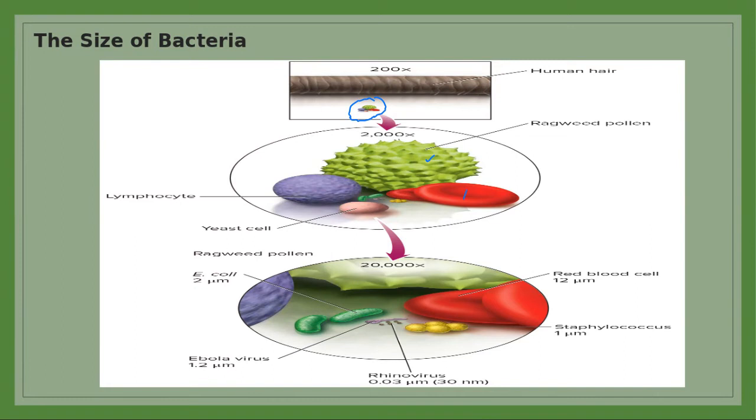This is a red blood cell over here. It's also a little bit bigger than the yeast. And then this is bacteria over here. Okay. So that's the reason one bacteria is sometimes able to enter our cell, because they are really, really small.